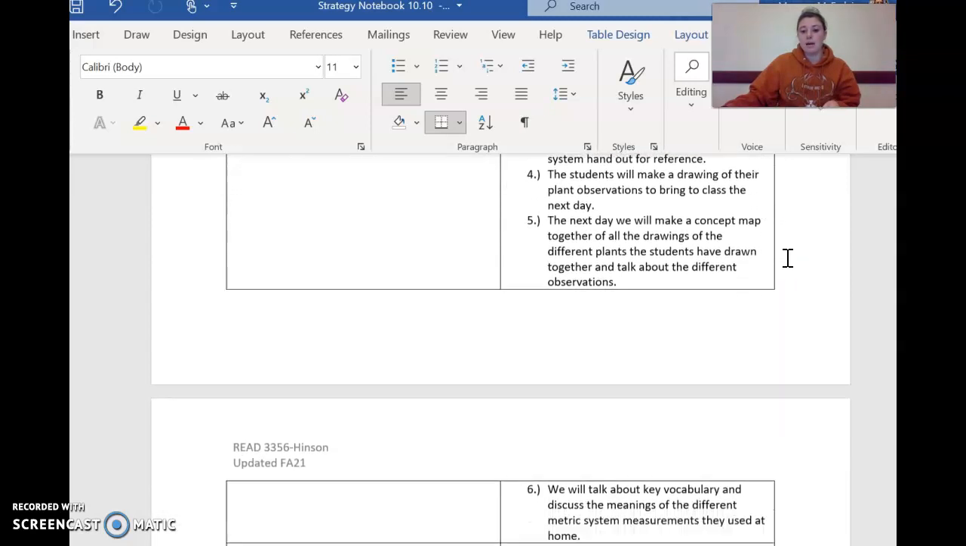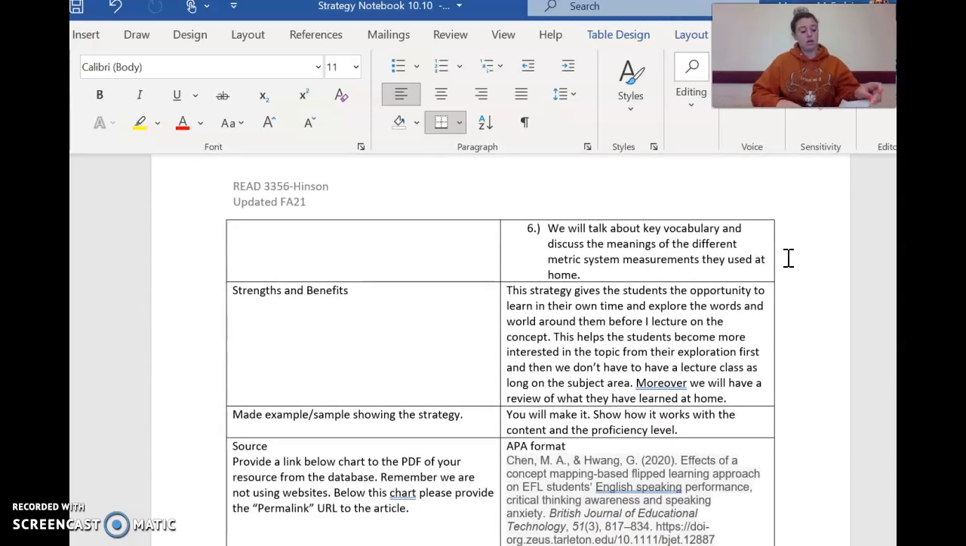The next day when they come back to class, we are going to talk about or draw a concept map together. And when we draw this together, we are going to write down what they measured, what they used to measure it, and how tall it is. So here we have a small tree that someone measured. We have some cut grass that was freshly cut, so it was all the same size. Then we have a flower that someone measured, and we have a small hedge that someone measured. And we talk about this.